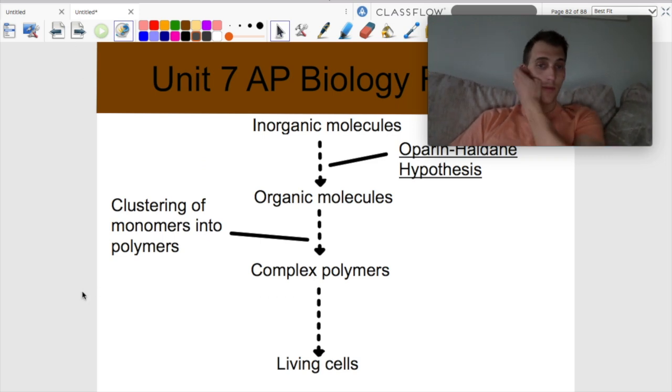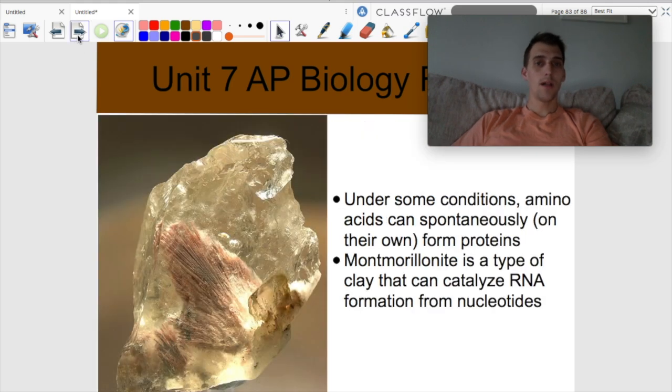That was able to be a thing. So how did we go? Let's talk about step 2 then. How did we go from organic molecules to complex polymers? There's a couple ideas about how that could have happened as well. How did monomers cluster into polymers?